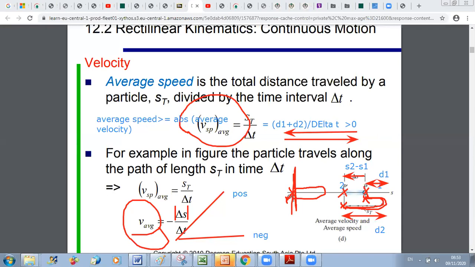Now, whenever I have a change in direction, automatically the average speed becomes higher than the average velocity, because in this case, the total distance will of course be higher than the displacement value. Okay, so here whenever I change direction, the total distance will be higher than the absolute value of displacement, so the average speed will be higher than the absolute average velocity.